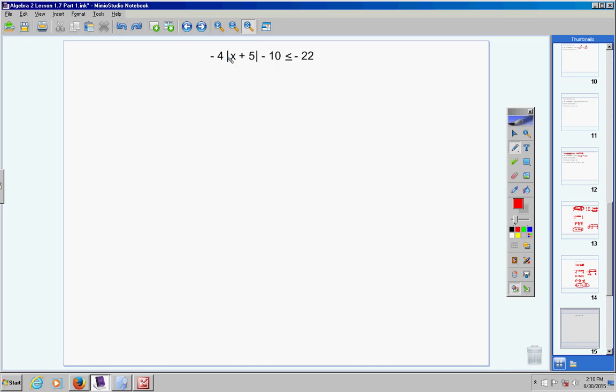Negative 10 will be first, so I'm going to bring the negative 10 over and make it a positive 10. So I'm left with negative 4 times the absolute value of x plus 5 is less than or equal to negative 12. Got it? You owe me 22, you pay off 10, negative 12. Now, next, we have to get rid of this negative 4. Here's how you do it. You divide both sides by negative 4.